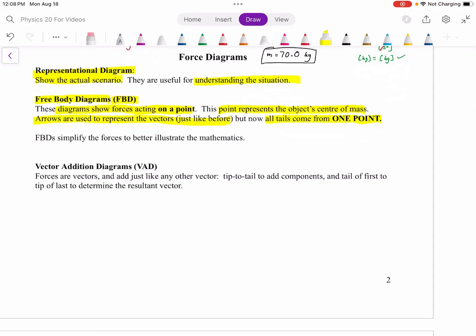And why do we want these? Well, again, it really just boils down to what's the total force acting on this object? What's going on? And so free body diagrams simplify all of those forces to just illustrate overall what's going on. How is it being pushed? How is it being pulled? And it sets us up for success when we go to analyze with the math.